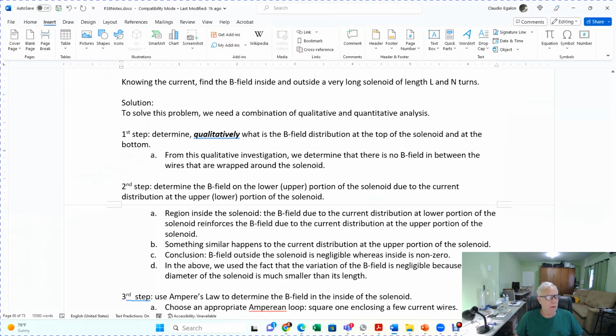Okay? So here you go. Inside the solenoid, the fields due to the current distribution of the lower portion reinforce the B field due to the current distribution of the upper portion of the solenoid.